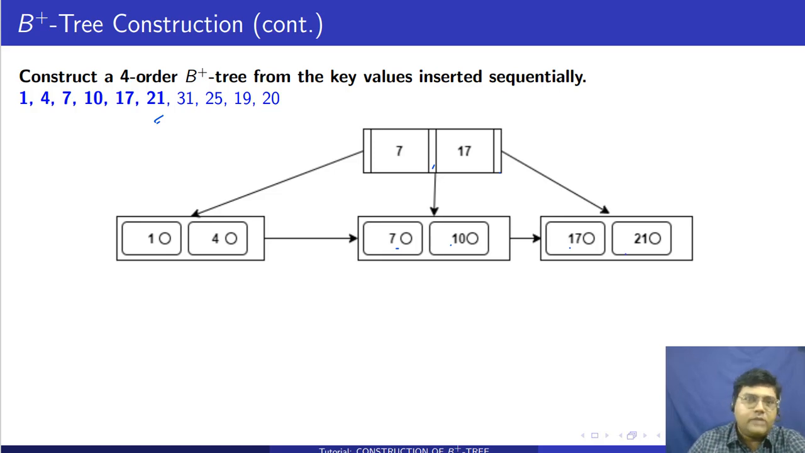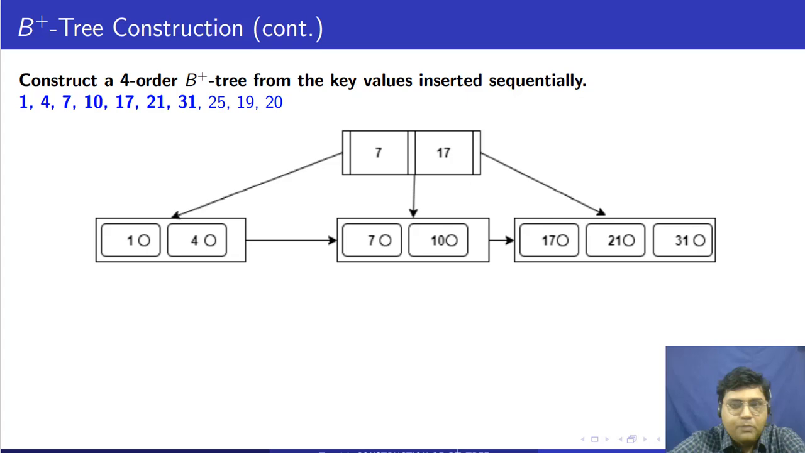So next we'll try to insert 31. It is right of 17, right of 21. So 31 must be over here. So I am still having a place for putting another key. So 31 can be added here directly, right? So after adding 31, we are getting this, right?